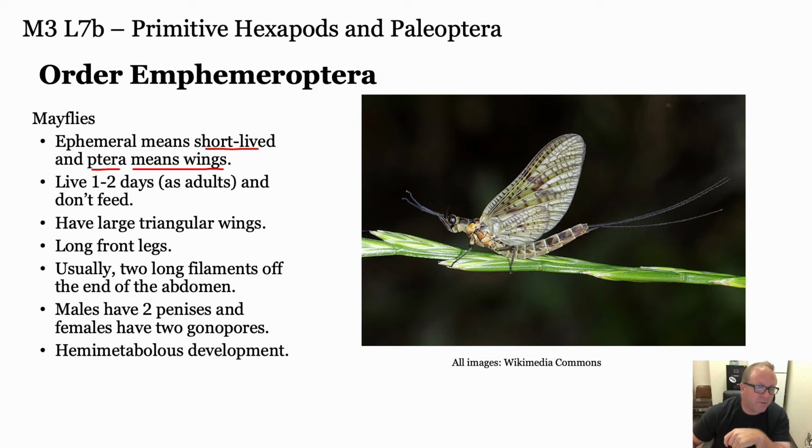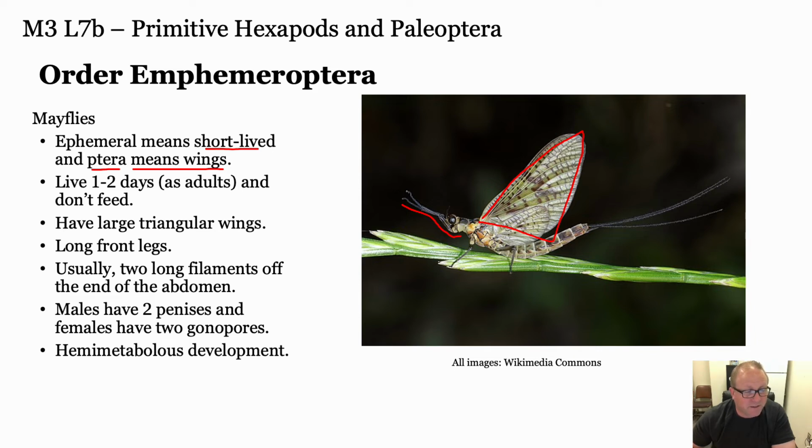They have triangular front wings. They're really kind of cool. This is basically the shape of that front wing. They have really long front legs. You can see right there that kind of reach out. This species doesn't have super long ones. They have others with really, really long ones. They have 2 long filaments off the end of the abdomen as adults, 3 as nymphs. We'll look at that in a second.